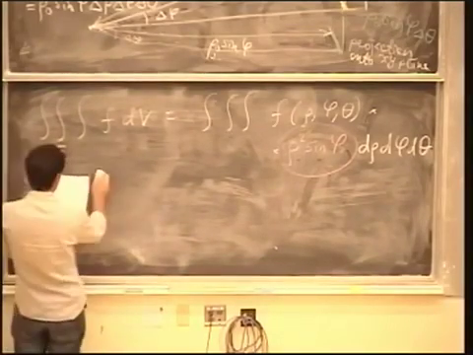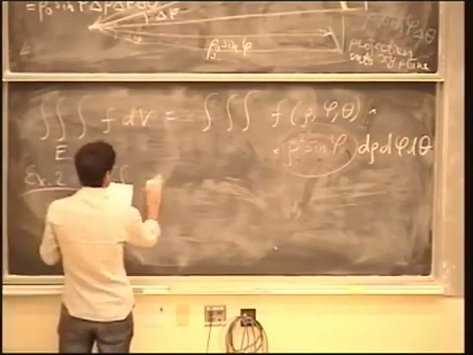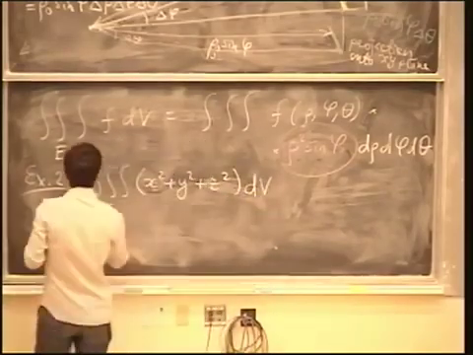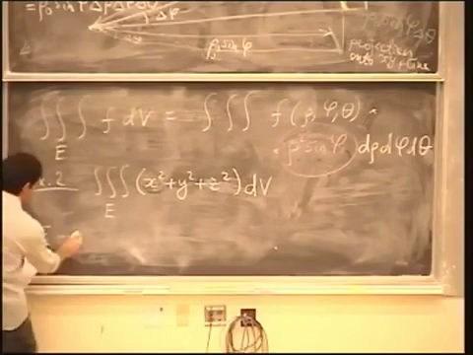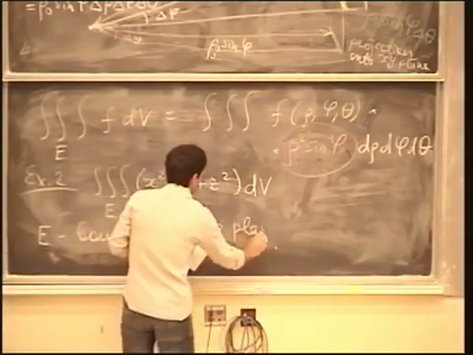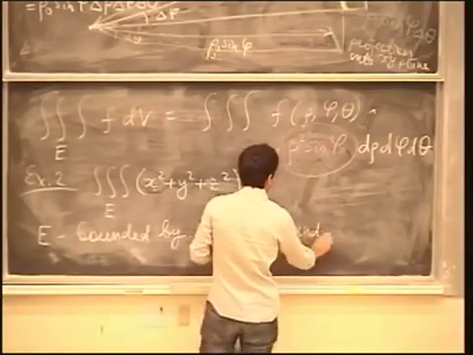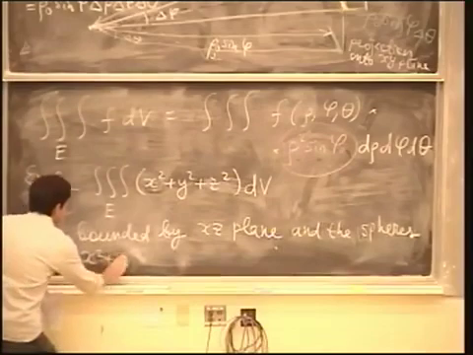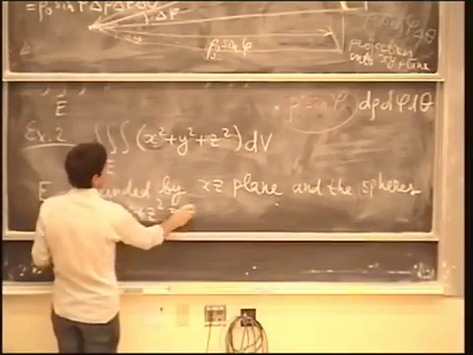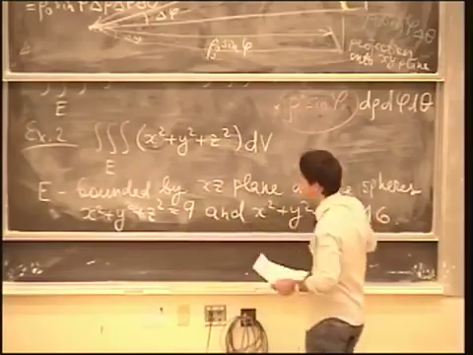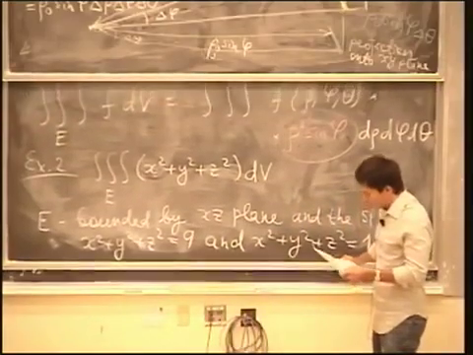So here's an example. Compute the integral of x squared plus y squared plus z squared dV, where the region E is bounded by the xz plane and the spheres x squared plus y squared plus z squared equals 9, and x squared plus y squared plus z squared equals 16. So between two spheres and also the xz plane.